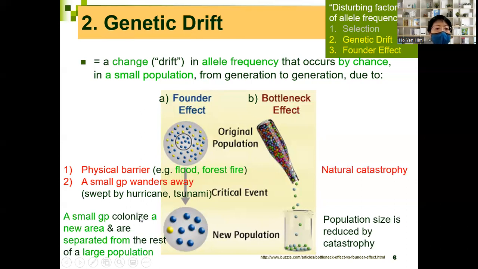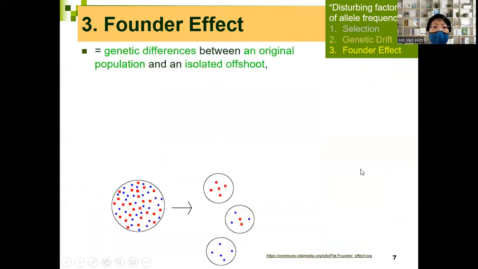So a small group colonize a new area and are separated from the rest of the larger group here. Population size is reduced by catastrophe. So this one, population size is very much reduced. Okay, what about this one here? Founder effect. So this is an elaboration of founder effect.